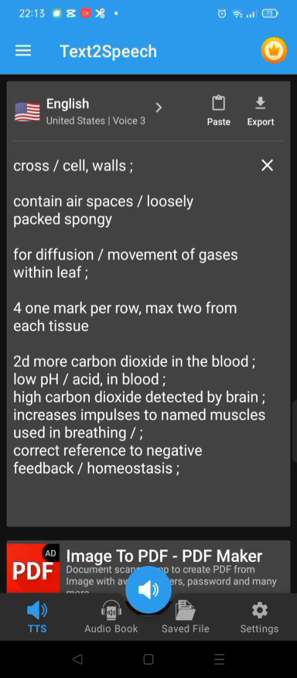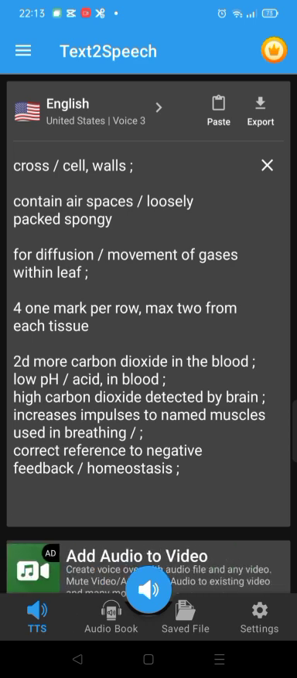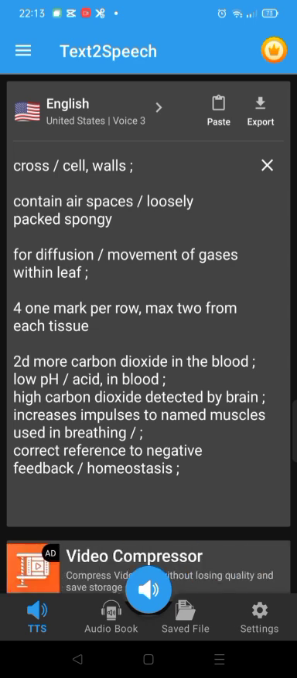A, B and C: idea of the same pattern of results as the first experiment. Reduced transpiration. Increased water concentration in the air. Reference to a smaller concentration gradient. Less diffusion of water vapor.